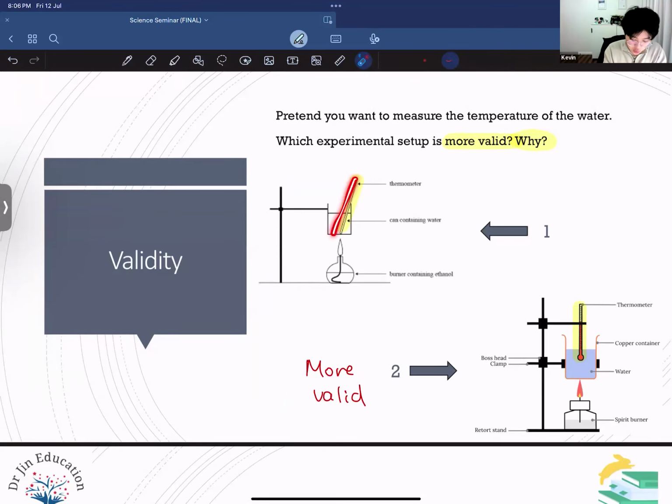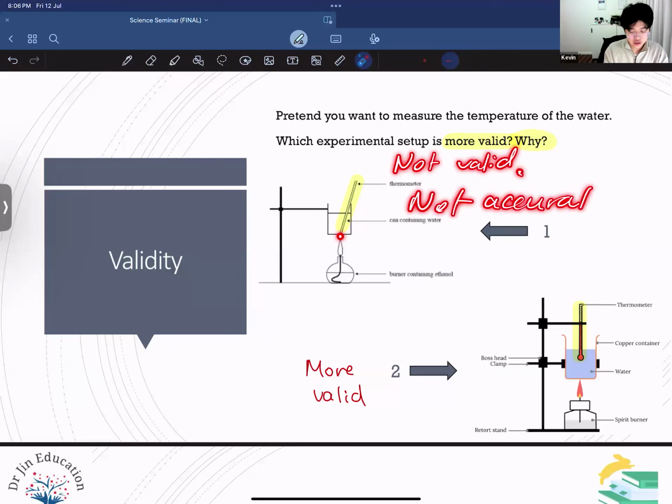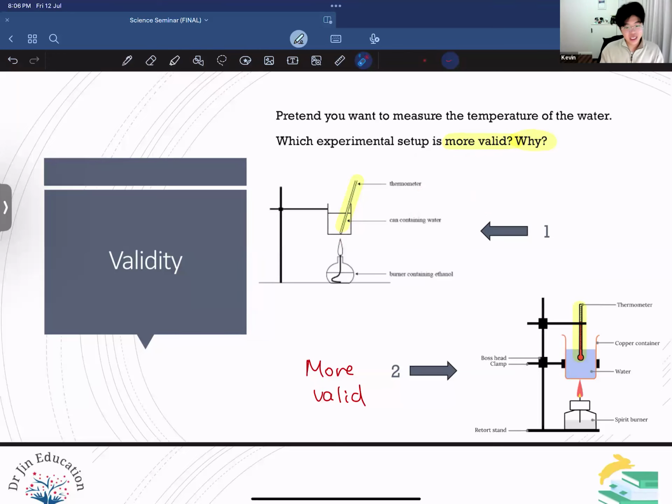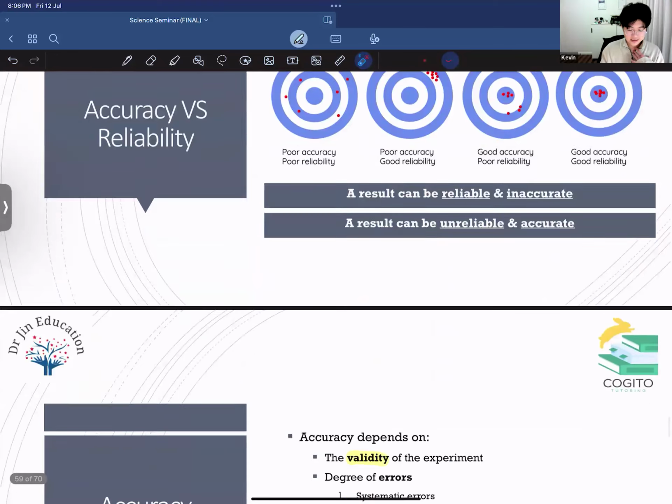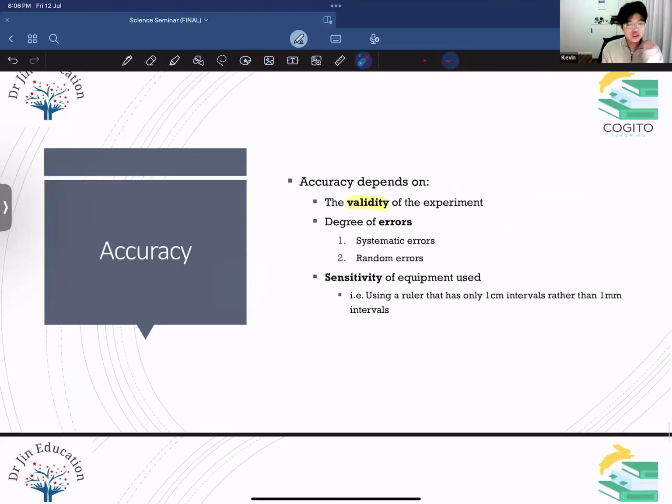Remember this one, the thermometer on this one is measuring the temperature of the can instead of the water. So this is not valid. This is not very valid. And because you're measuring the temperature of the can instead, this is not going to be accurate, obviously. Not going to be accurate, right? So accuracy depends a little bit on validity, okay? Now, it also depends on the degree of errors, okay? So there's two types of errors, which I'll teach you. Systematic error, random error. Okay, I'll teach you this soon.